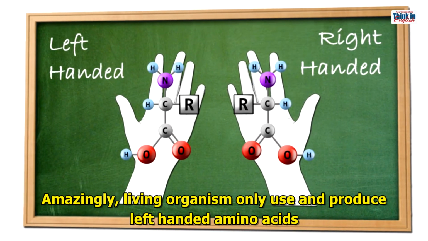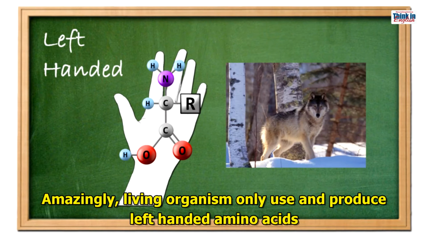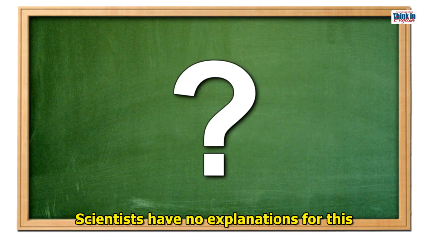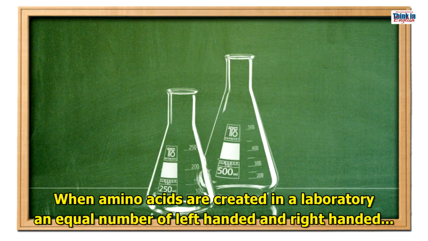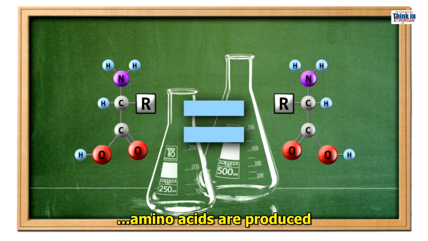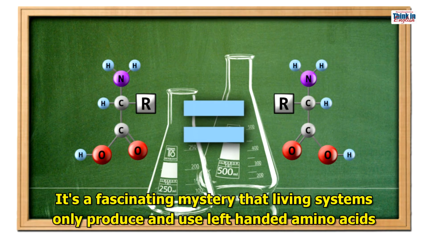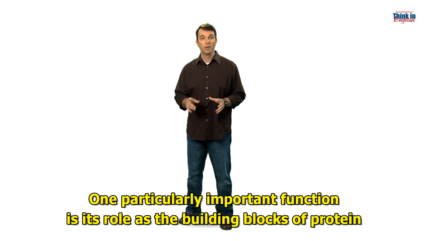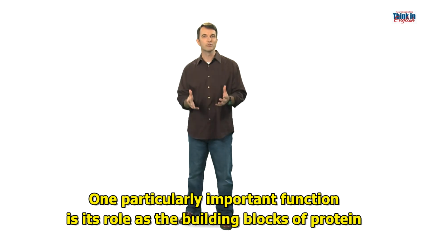Amazingly, living organisms only use and produce left-handed amino acids. Scientists have no explanations for this. When amino acids are created in a laboratory, an equal number of left-handed and right-handed amino acids are produced. It's a fascinating mystery that living systems only produce and use left-handed amino acids. Equally fascinating, these amino acids have many different functions. One particularly important function is their role as the building blocks of proteins.